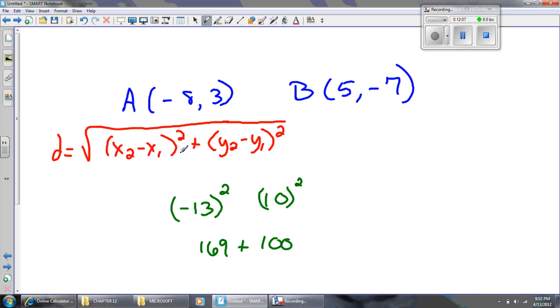So now I'm on this part of the distance formula. I subtracted my x's, squared it, subtracted my y's, squared it. And when I add that together, I'm going to get 269. Now I'm going to take the radical, or the positive square root, of 269. And that is the distance formula. That's what we should get.